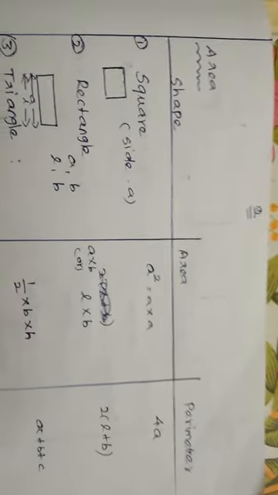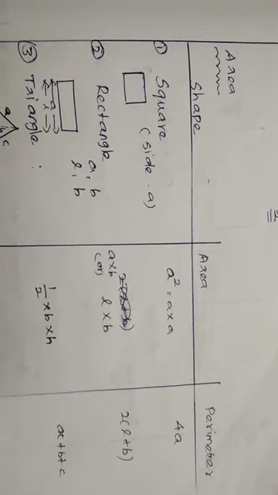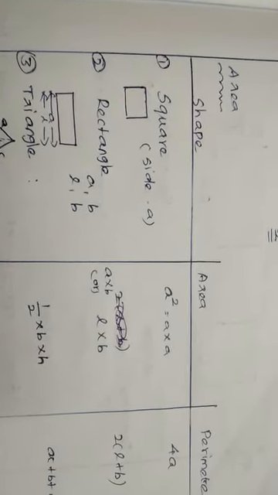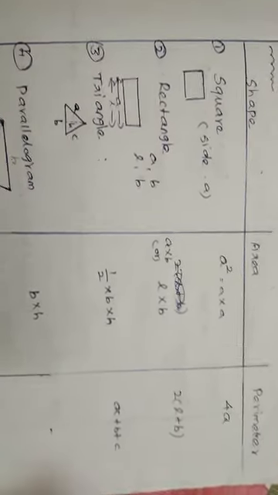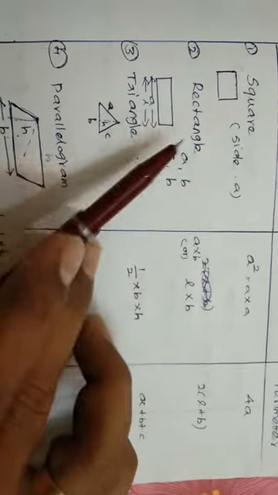Today we are going to discuss mensuration problems. Here are some things you already studied. Suppose you have a square of side A, then the area is A squared, or A into A. If the side is S, it's S into S. The perimeter is 4A. Then for a rectangle, length and breadth are given.